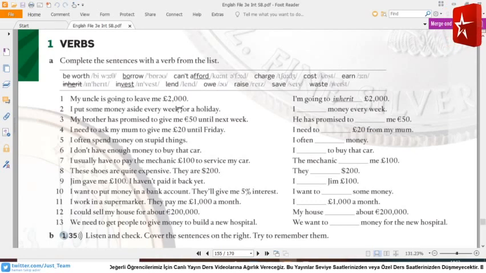Yes. Frat, thank you. Yeah, Frat, it's correct. Save money every week. And the next one, sentence number 3. My brother has promised to give me 50 euros until next week. So next week he has promised to what?